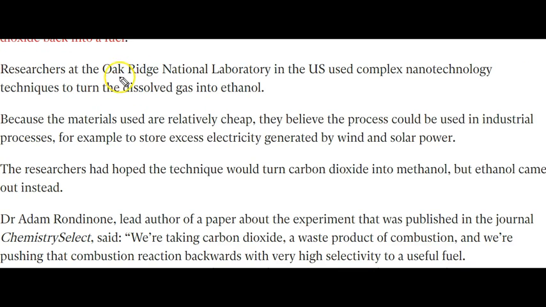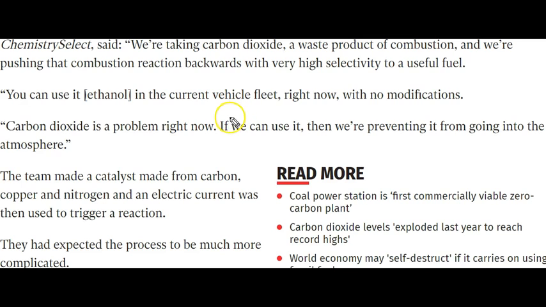Recently, researchers from the Oak Ridge National Laboratory, which is located in the USA, used a complex nanotechnology technique to turn the dissolved carbon dioxide into ethanol. If the technique becomes operational and commercial, there is no need for going for the carbon capture and storage techniques.